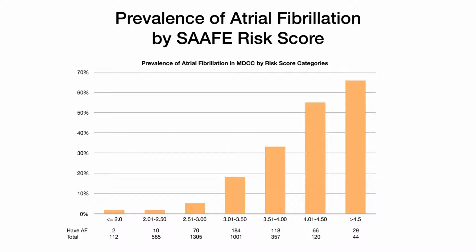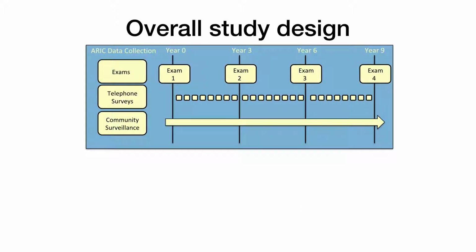The prevalence of AF was strongly associated with the resulting SAAFE risk score, as you can see in this graph, ranging from less than 2% in the lowest risk category to greater than 60% in the highest risk category. We used data from ERIC to validate the model and compare it to the other models.